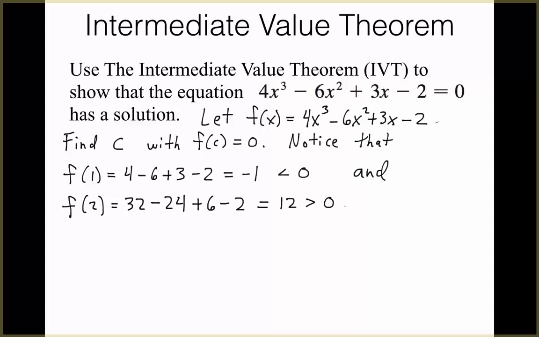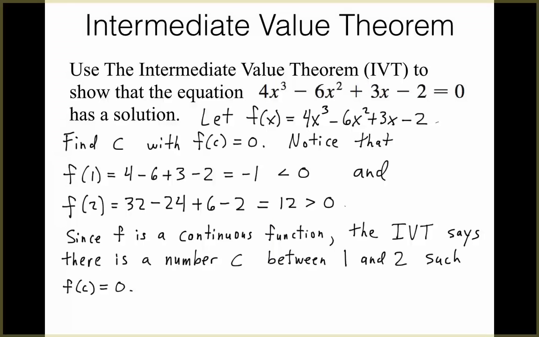So since f of 1 is negative and f of 2 is positive, and we know that f is a continuous function, by the intermediate value theorem, we know that there's a number between 1 and 2 where the function equals 0. So since f is continuous because it's a polynomial, the intermediate value theorem says that there has to be a number c between 1 and 2 such that f of c equals 0.